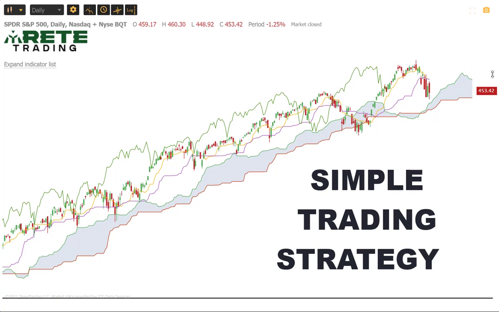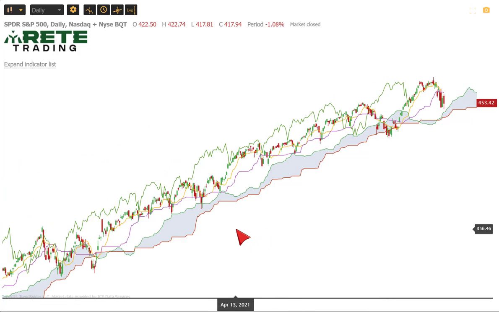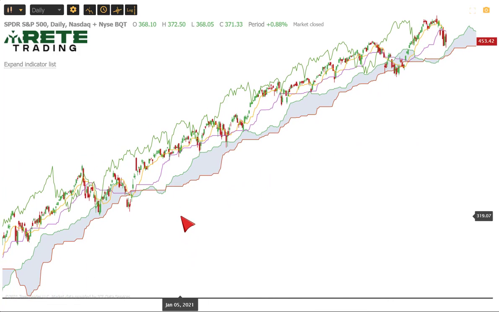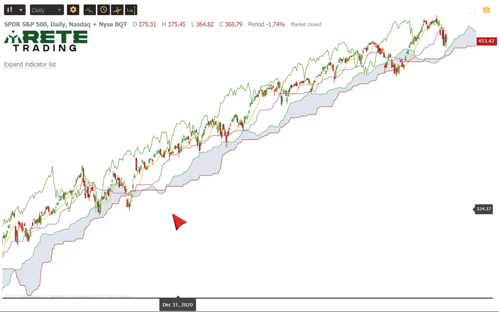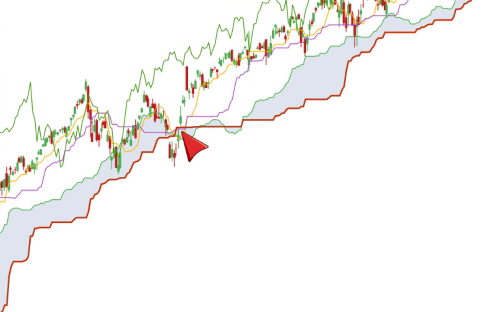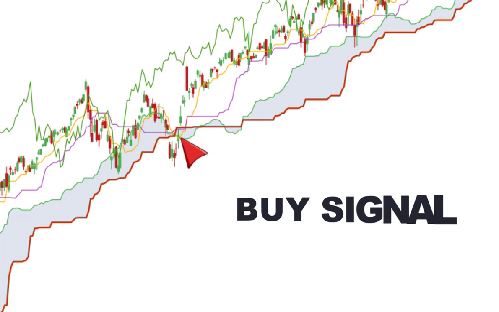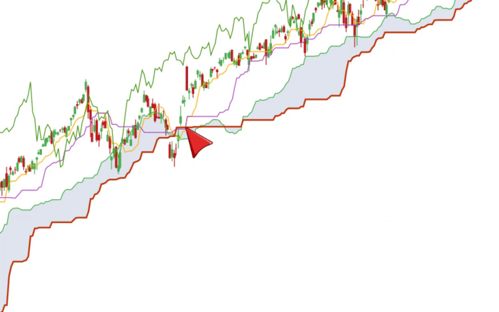So let's go back a little bit here on this chart. And what I want to point out very simply is when your conversion line crosses up through your baseline, it is a trade signal. So as we can see here, when the conversion line crosses your baseline, it is giving you a signal. That is a buy signal, okay? I'll say it again. When the conversion line crosses the baseline, it's a buy signal, all right?